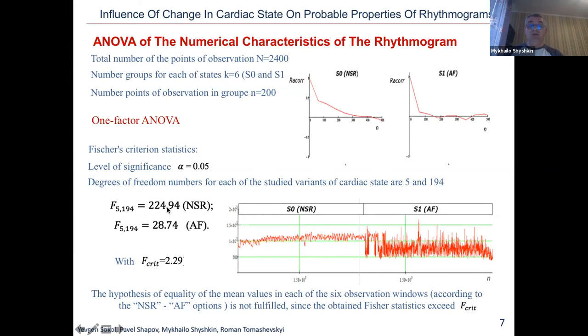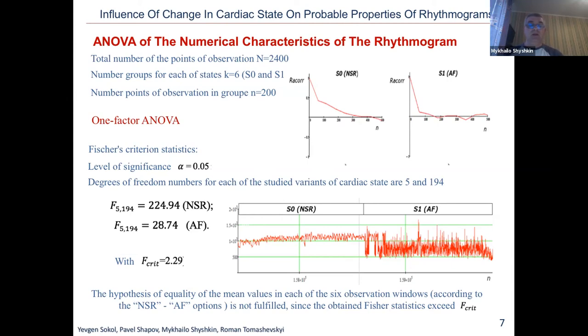And they mean the following. The rhythmogram, regardless of cardiac state, is a random process non-stationary in terms of mean value. And the non-stationarity for the normal rhythm state is much higher than for the atrial fibrillation state.